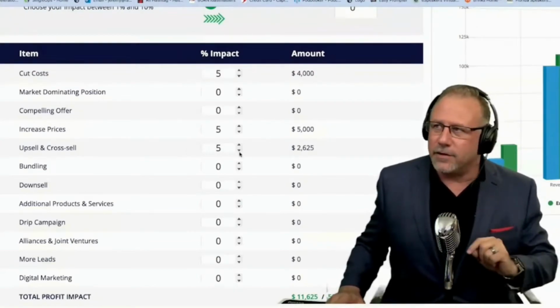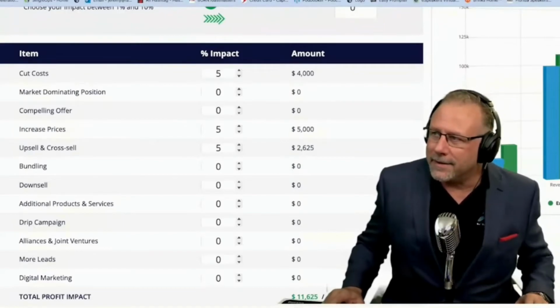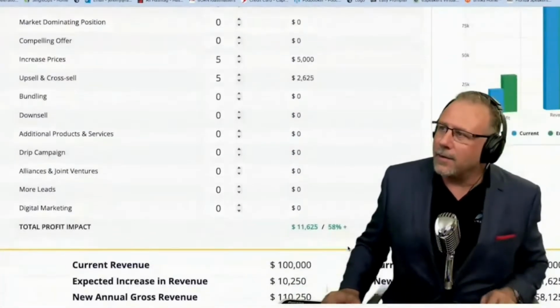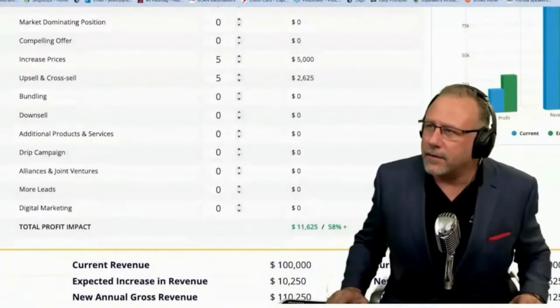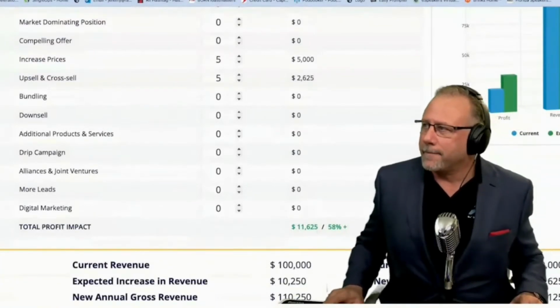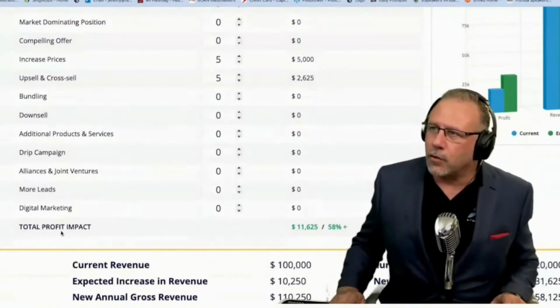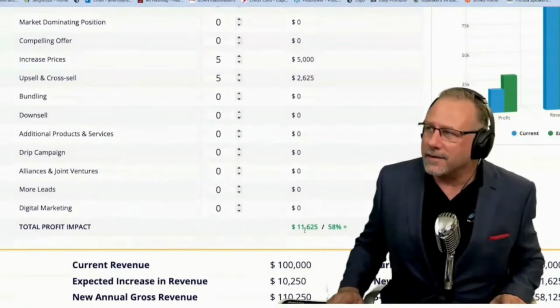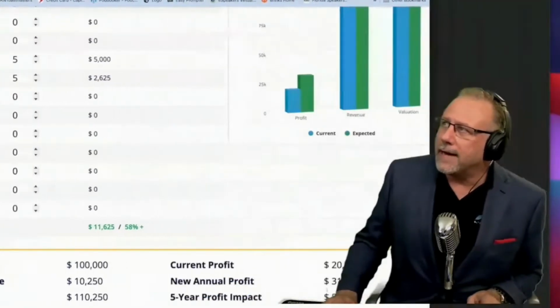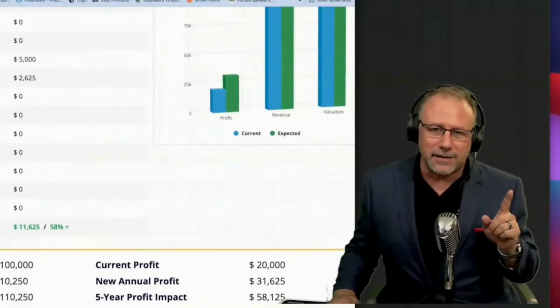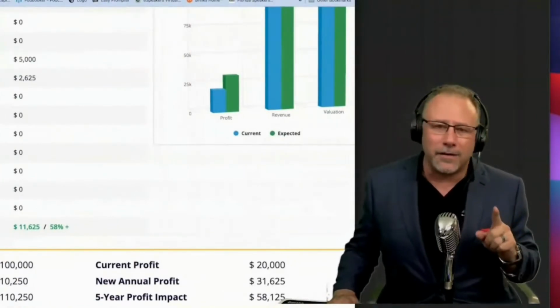Adding value to your clients. Look down here. Look down here already. You went from, we have another 58% now. A total profit impact of $11,000. So when you were making 20,000 profit, now you're making $31,000 profit.